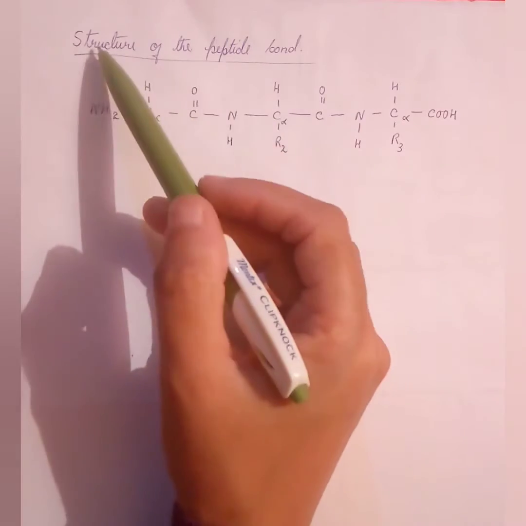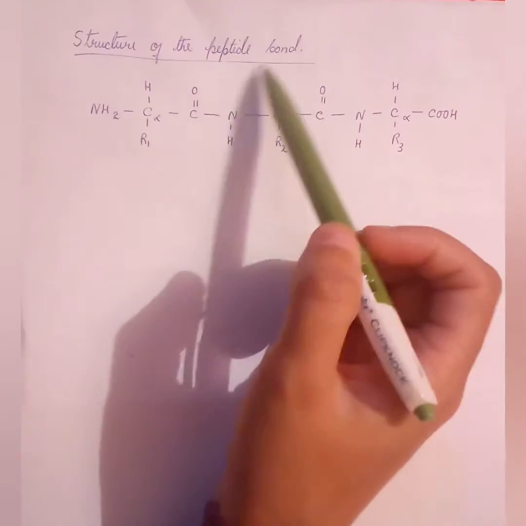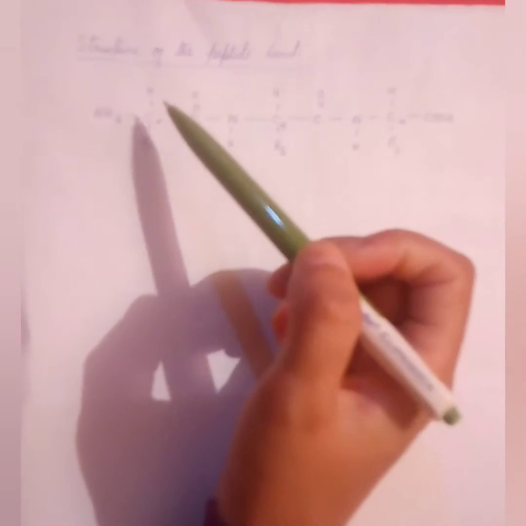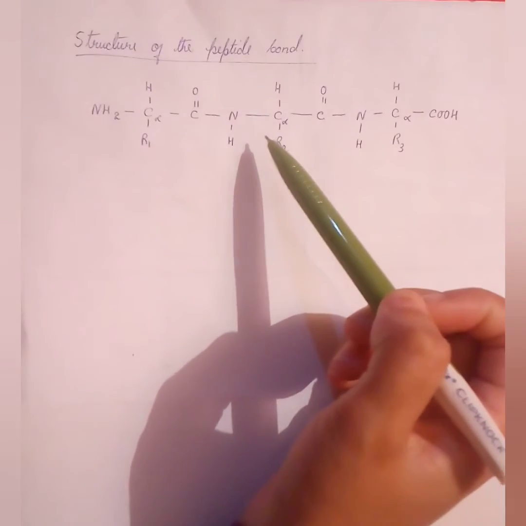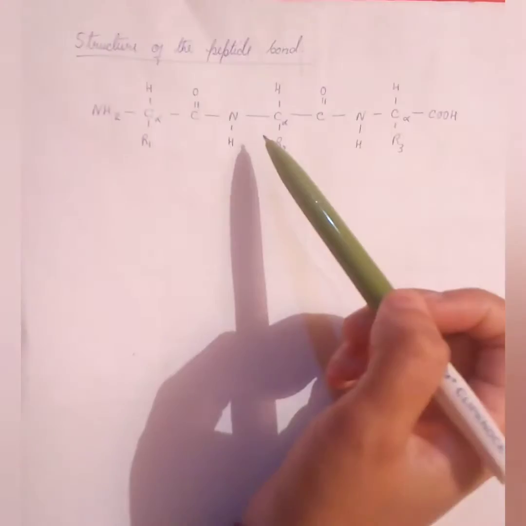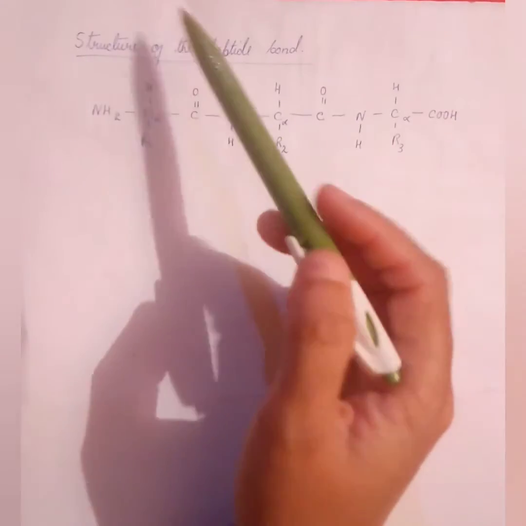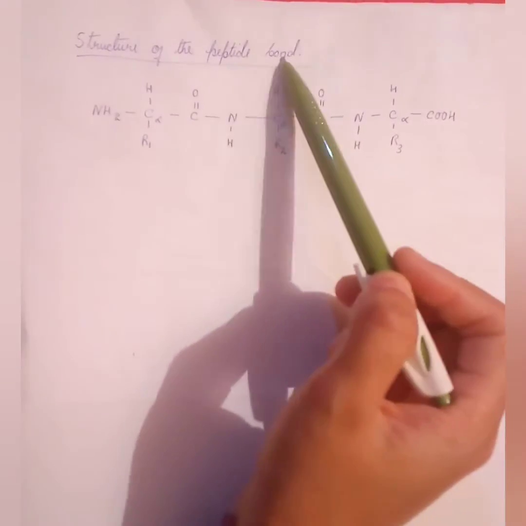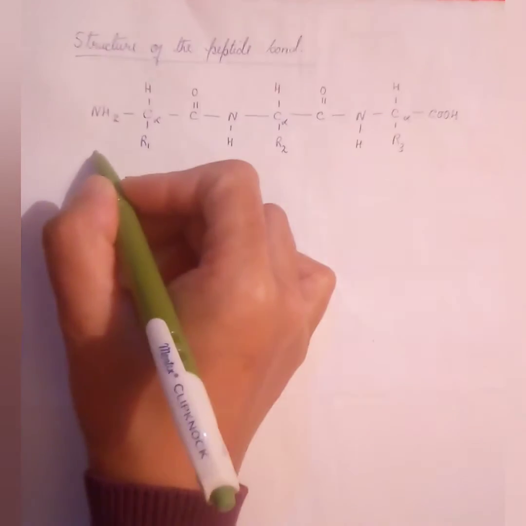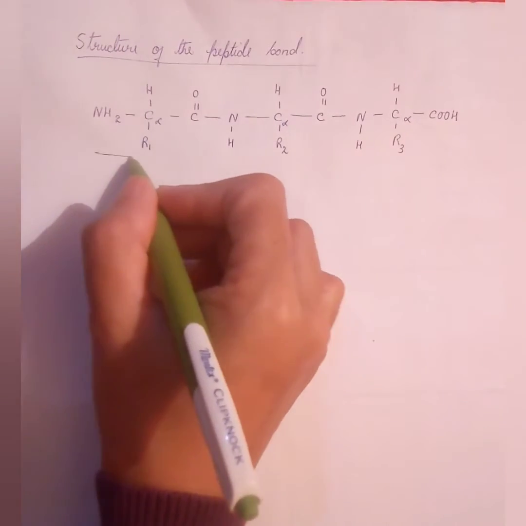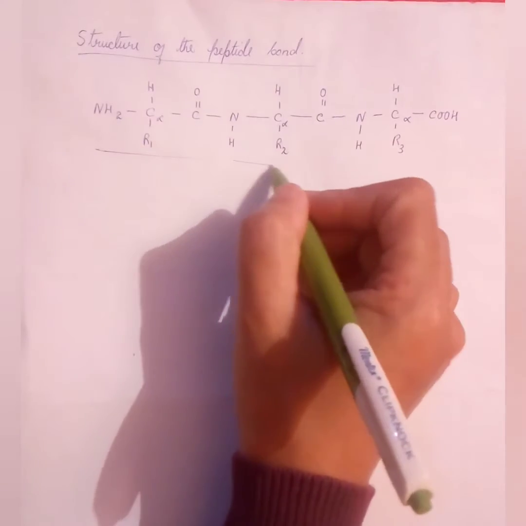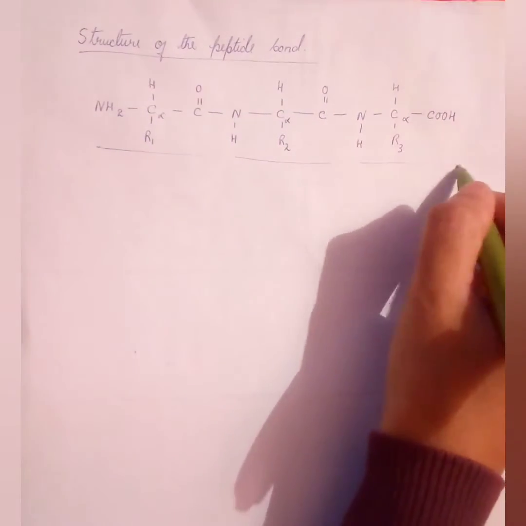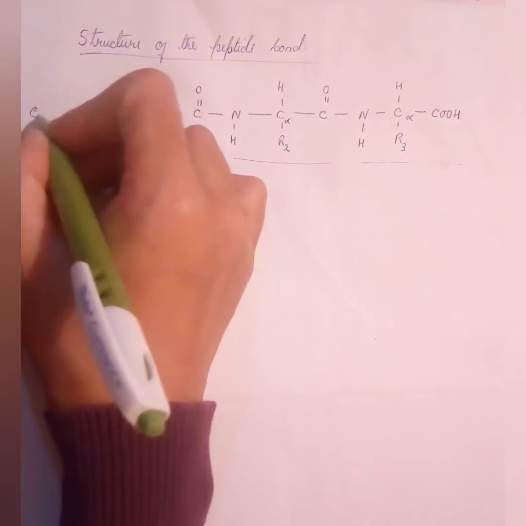Okay, so girls, that day we had already studied how a peptide bond is formed between two amino acid residues. Today we will study the structure of the peptide bond. As you can see here, there are three amino acids: this is the first one, this is the second, and this is the third. So we will take the example of a tripeptide.